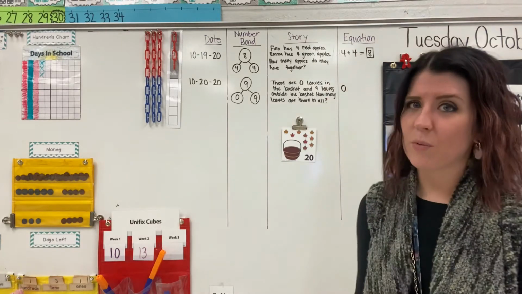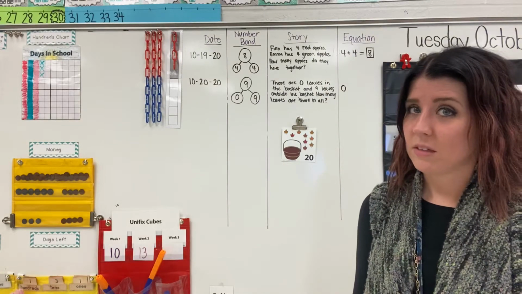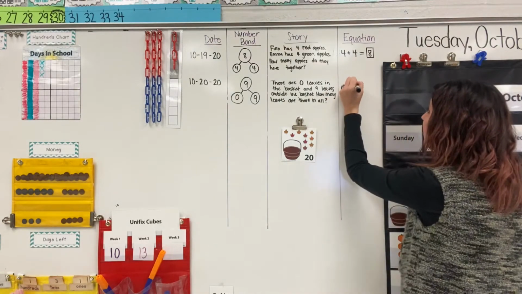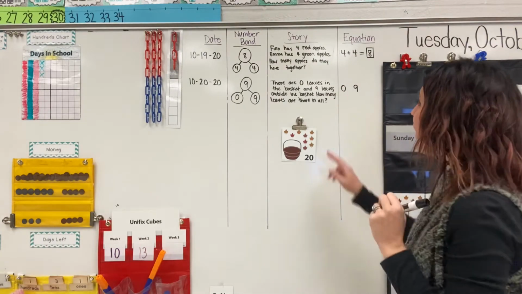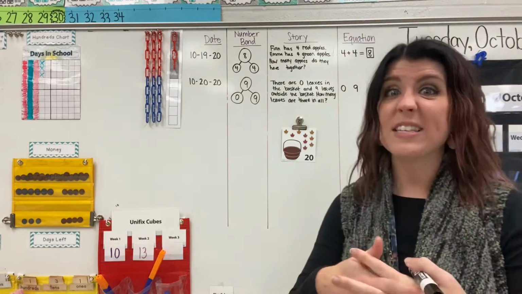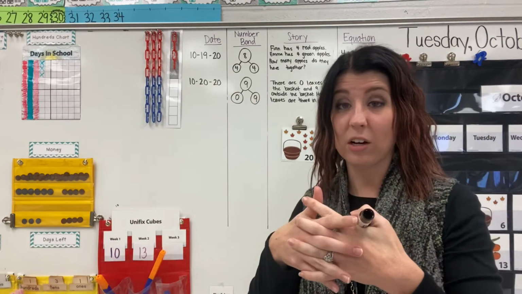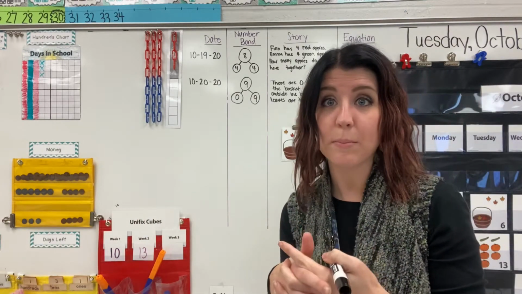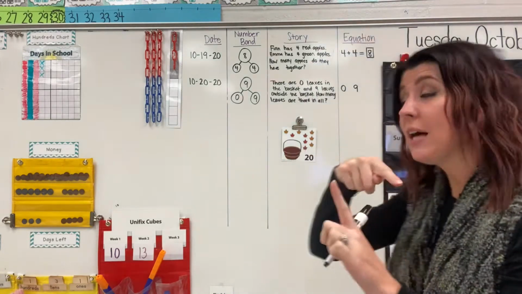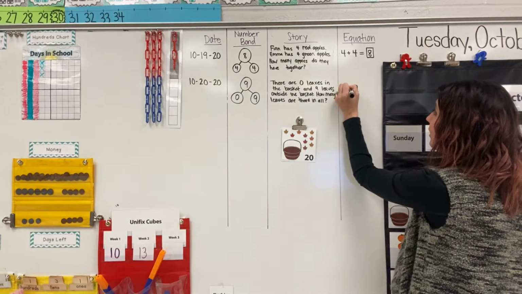How many leaves did it say were outside the basket? 9. And then it said, I want to know how many that is all together. Did you see what I did with my hands? I want to know how many that is all together. If we're going to be putting it together, what symbol do we need? Plus sign. So I'm going to put a plus sign right here.